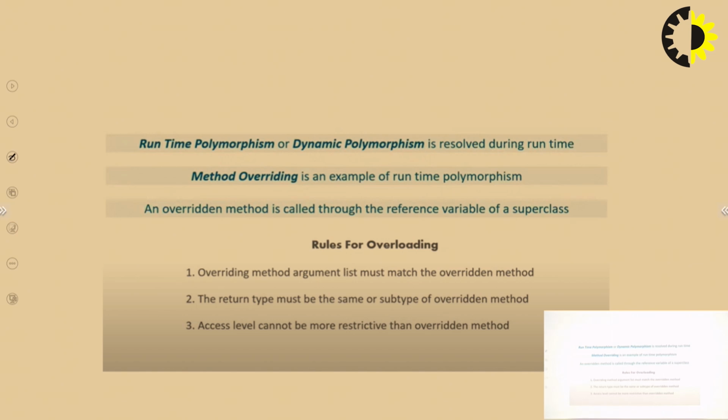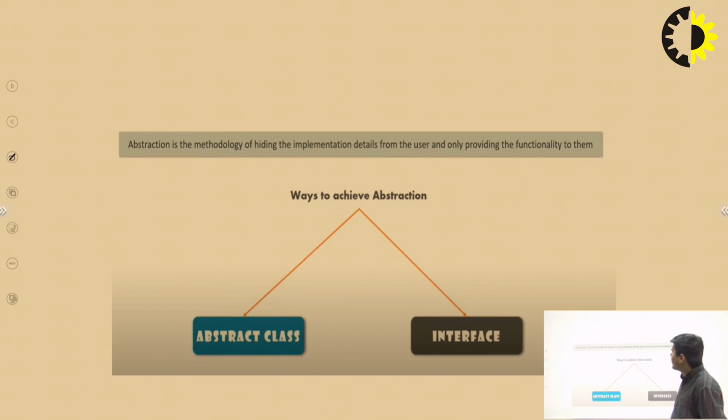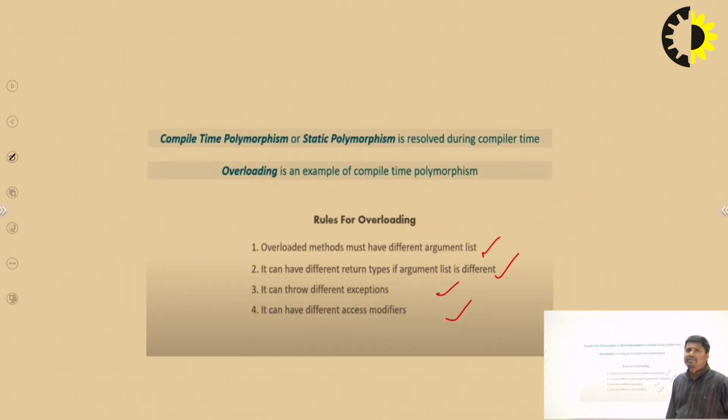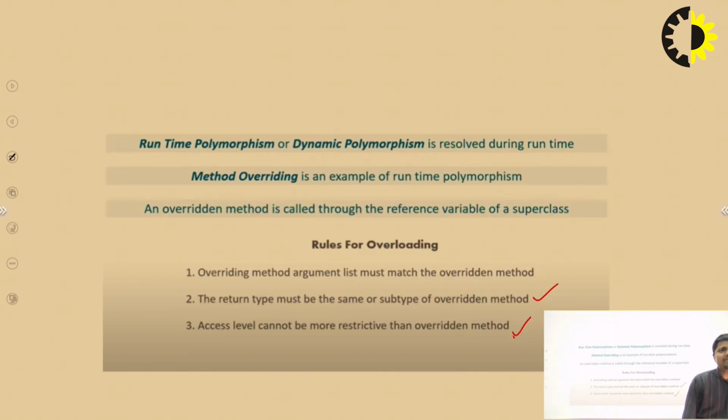What are the rules of overriding? The overriding method's argument list must match the overridden method. The return type must be the same or a subtype of the overridden method. Access level cannot be more restrictive than the overridden method. So the main difference between them is that static polymorphism is resolved during compile time, and dynamic polymorphism is resolved during runtime.